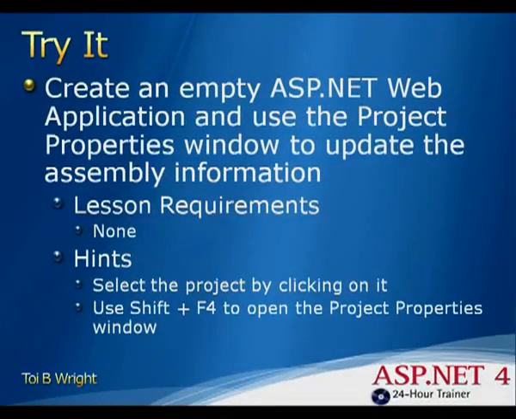In this tutorial, you create an empty ASP.NET web application and use the Project Properties window to update the assembly information for the application. There are no lesson requirements, and your hints are: don't forget to select the project by clicking the project's name in the Solution Explorer, and you can use Shift F4 to open the Project Properties window.